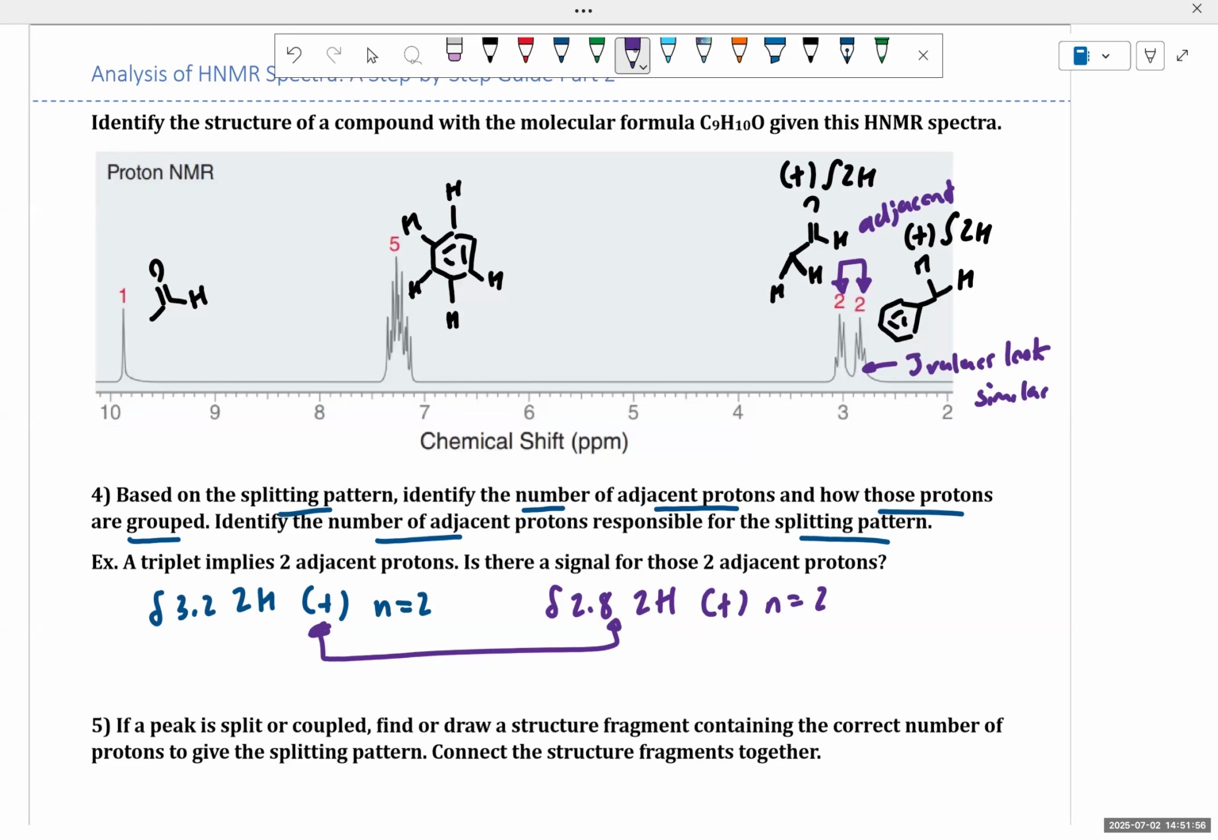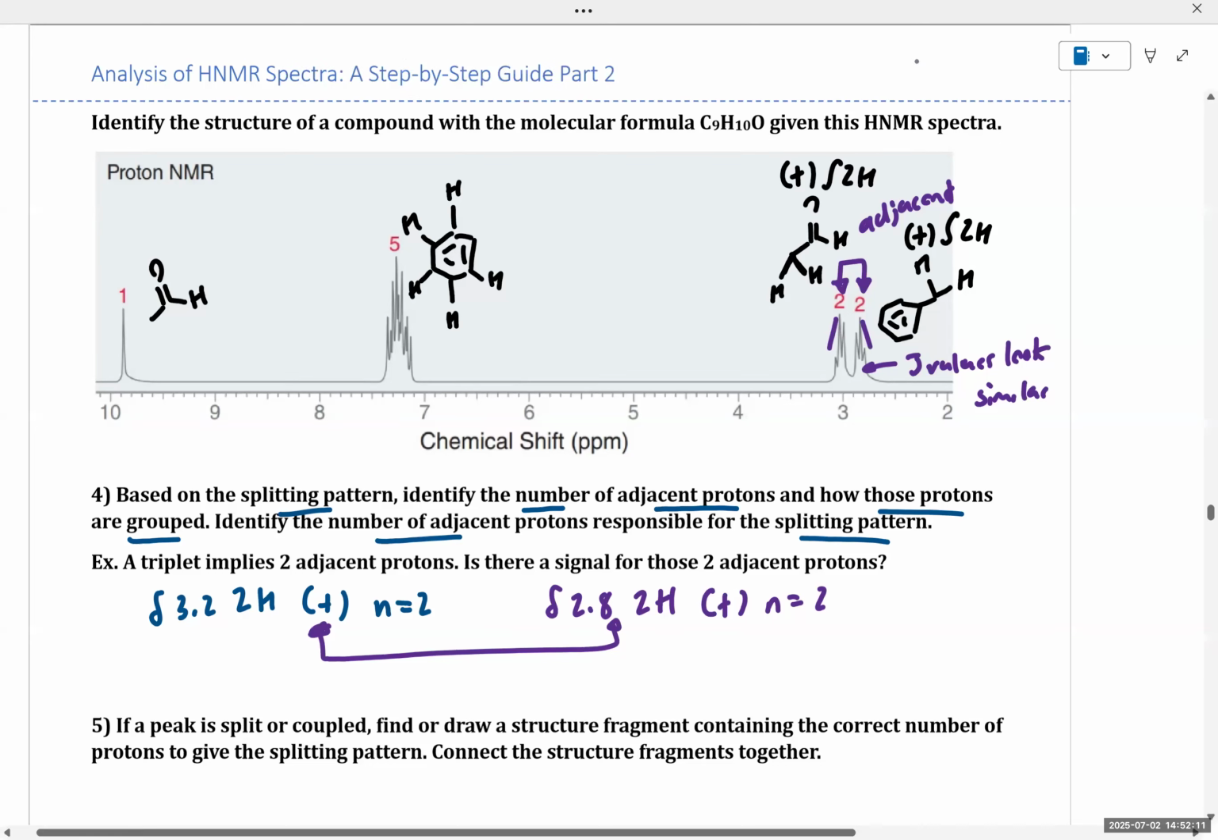The spacing between peaks as a result of splitting looks very similar for these two proton sets. You also see this kind of peak slanting effect. This is often a subtle signpost that a set of proton signals are coupled.